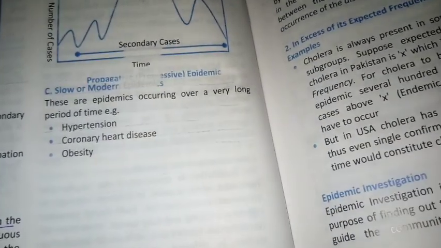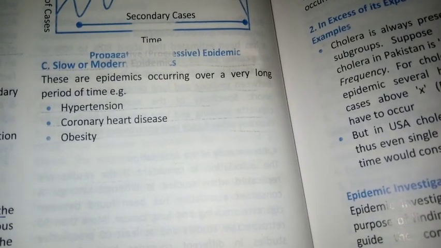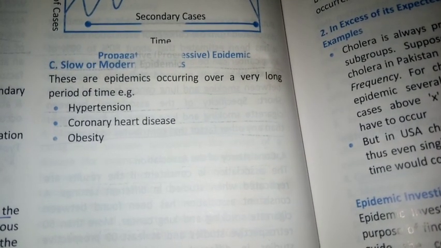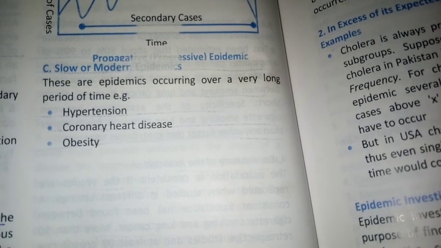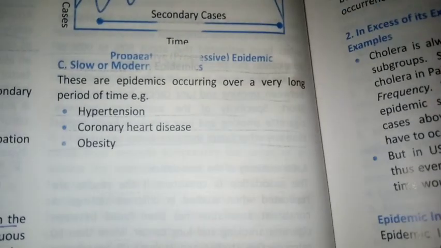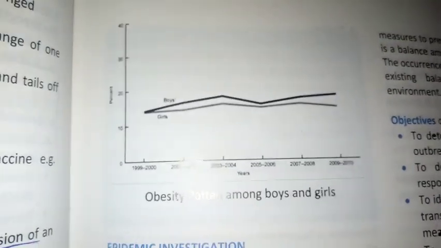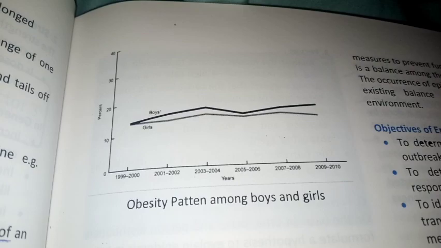Then slow or modern epidemics. These are epidemics occurring over a very long period of time. The first one is hypertension, the second one is chronic heart disease, and the third one is obesity. And here is the obesity pattern among boys and girls.